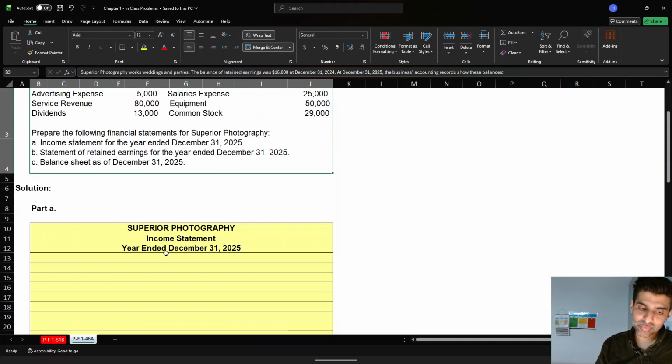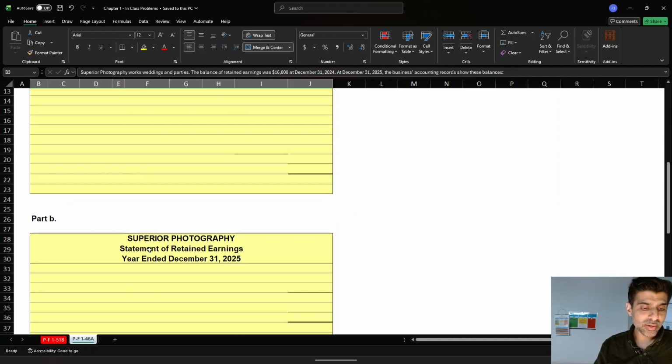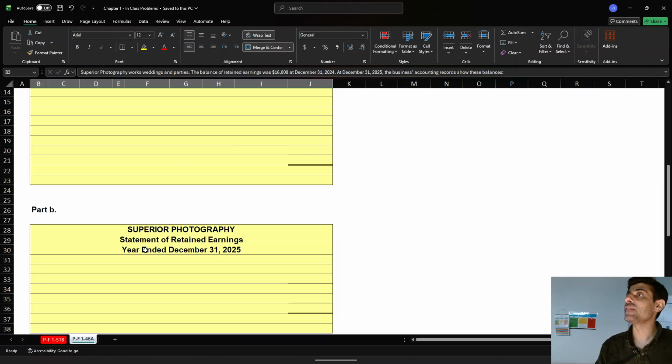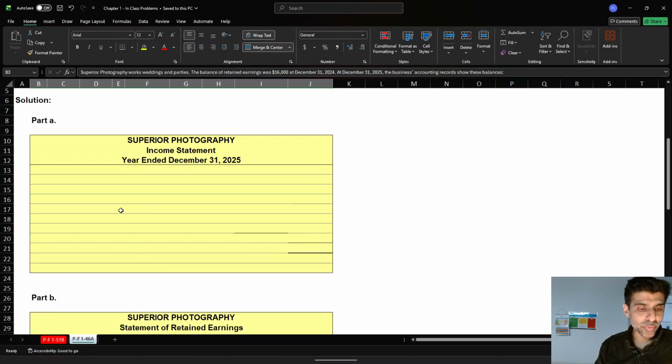So you're going to start with the income statement. So you're going to want to find all the revenue accounts and all the expense accounts, put them into this income statement, find out how much profit was generated. Then you're going to do the statement of retained earnings, where you have a beginning balance of retained earnings. You add in your result from this income statement. You subtract the dividends. That will give you an ending retained earnings balance.